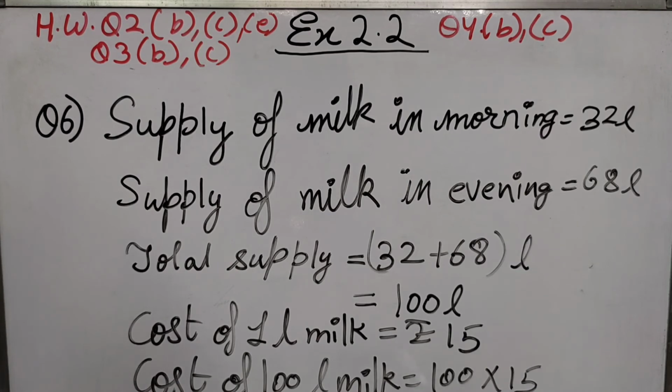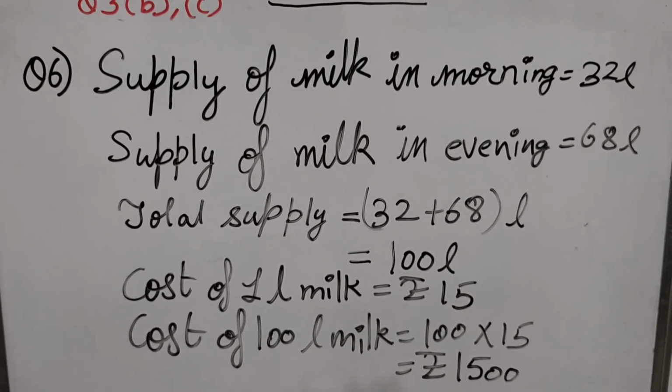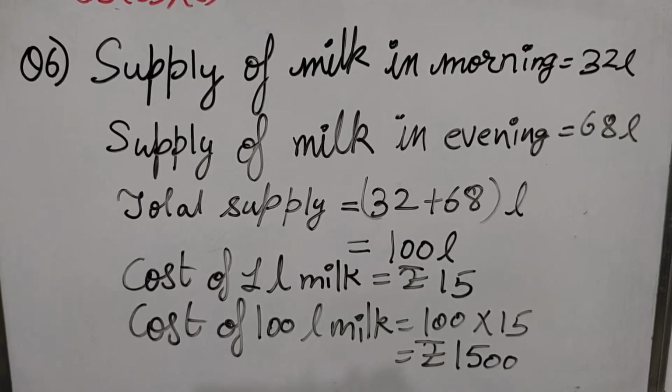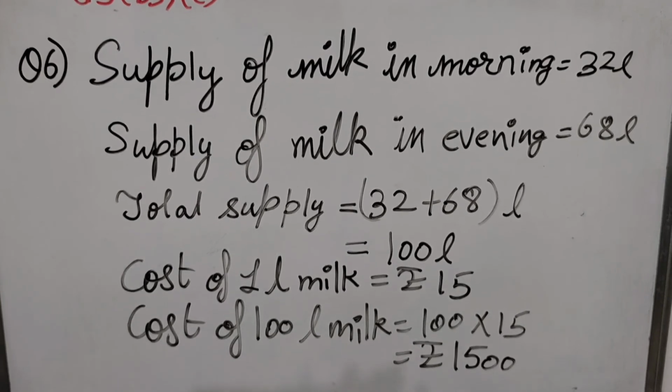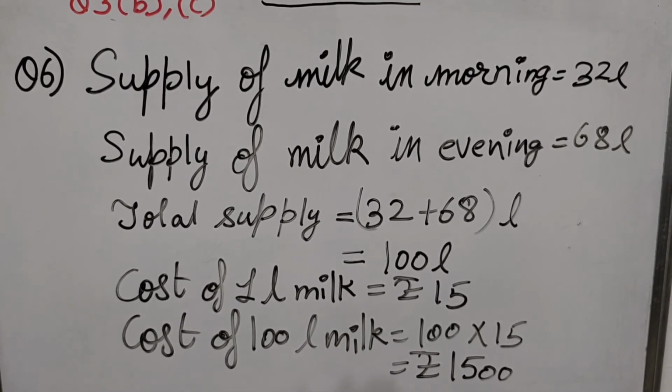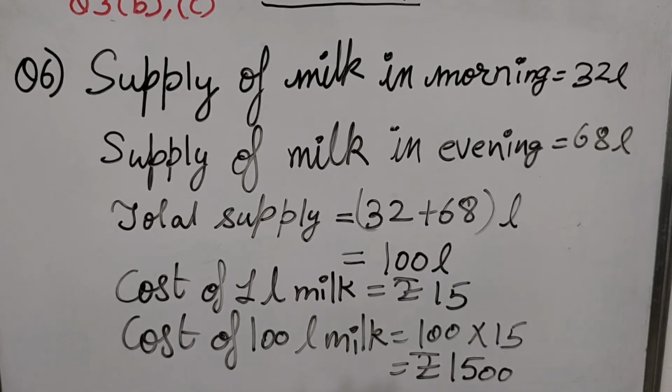It is rupees 1500. Hence, you can write the last or concluding statement as: hence 1500 rupees is due to the vendor per day.